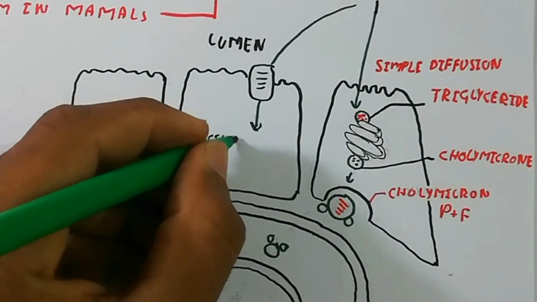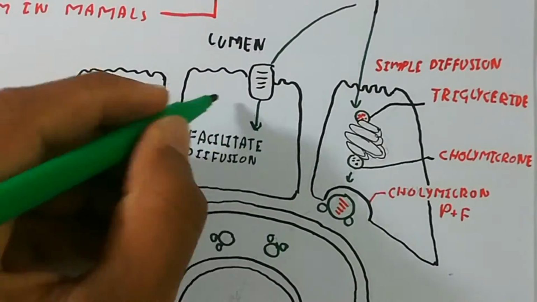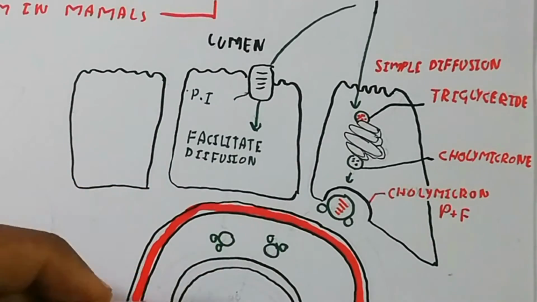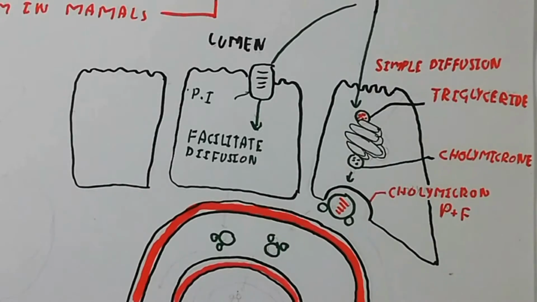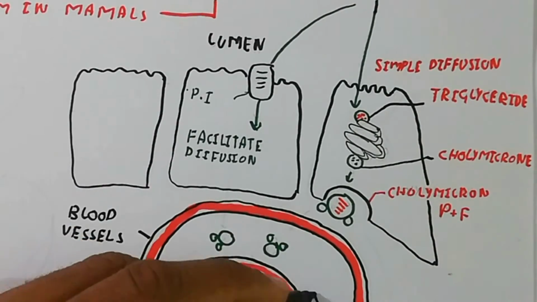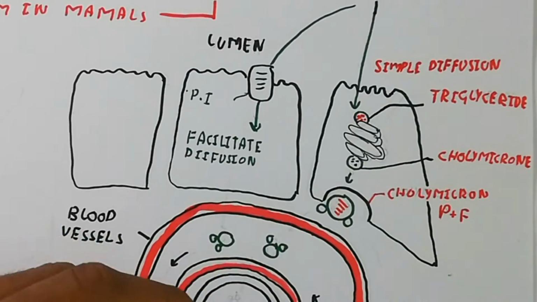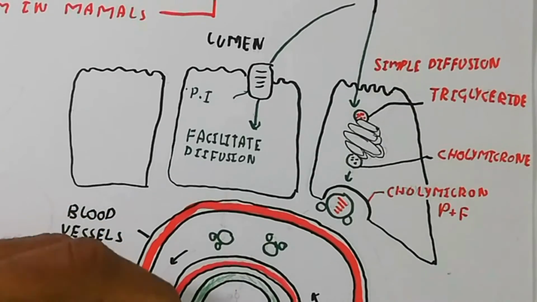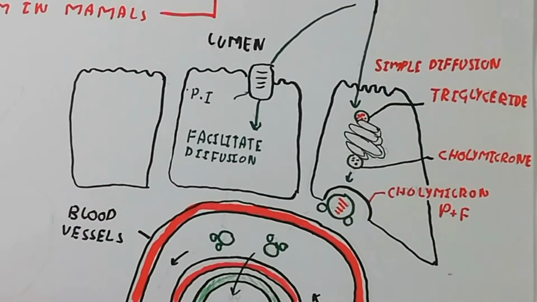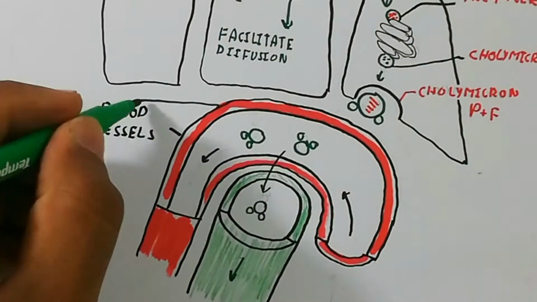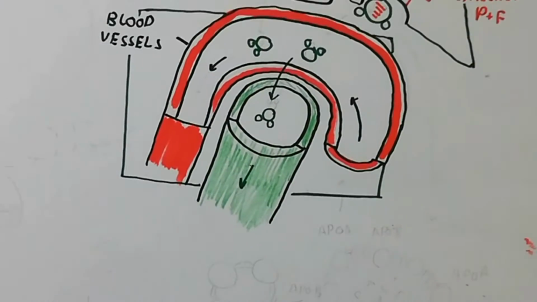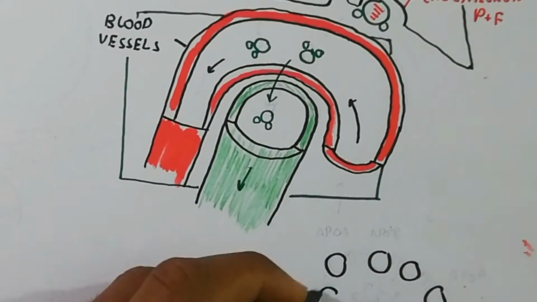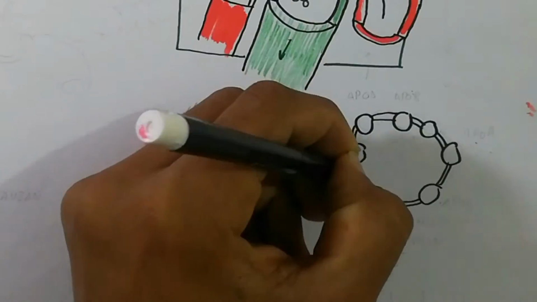Here the lumen is present, and facilitated diffusion sometimes occurs, and it goes into the blood vessel as cholesterol, known as very low density lipoprotein. The blood vessel is surrounded by the lacteal duct, and the fat goes into the lacteal duct, which is part of the lymphatic system, with the lymph, and goes on to the right subclavian vein and left subclavian vein.